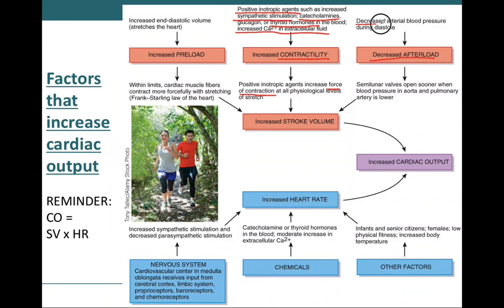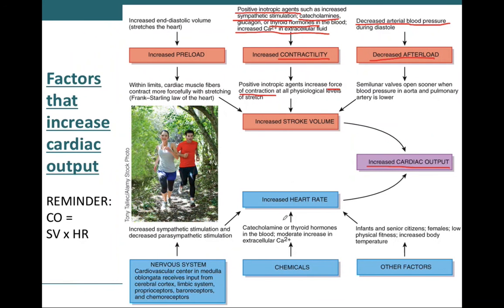So a decreased arterial blood pressure is going to end up decreasing afterload. Since there is less of a pressure to overcome, the semilunar valves are going to open much sooner and allow more blood to flow into our vasculature. So these are the three major factors that will affect our body's stroke volume. Increased stroke volume and increased heart rate lead to an increased cardiac output.